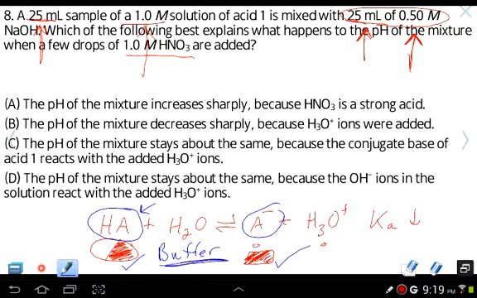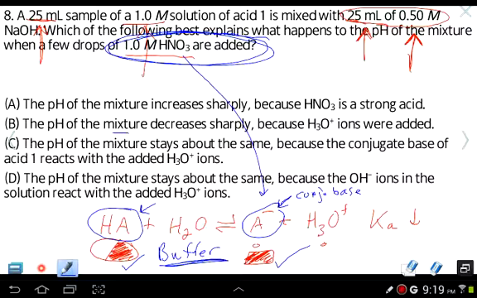Now a buffer can handle both a strong acid and a strong base, and here we are adding the strong acid. So what will happen is the basic portion of this buffer will neutralize that strong acid. This is the conjugate base, which can actually take in and neutralize this strong acid. So the pH of the mixture stays about the same because the conjugate base will react with it. So this is the best answer.